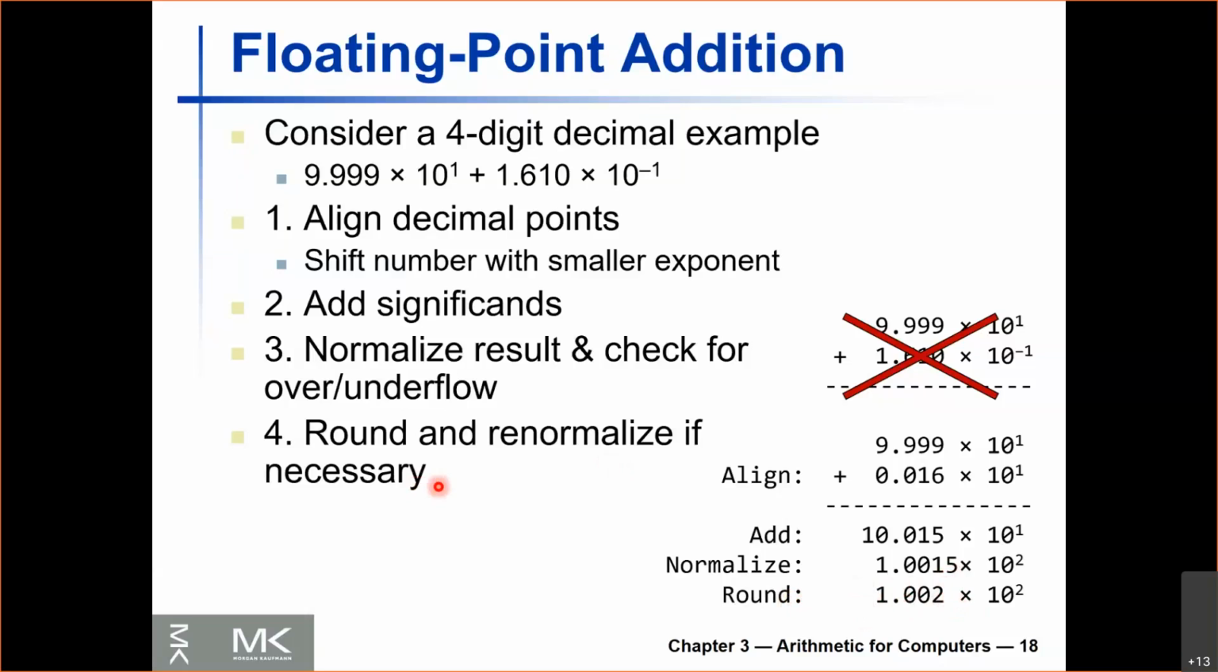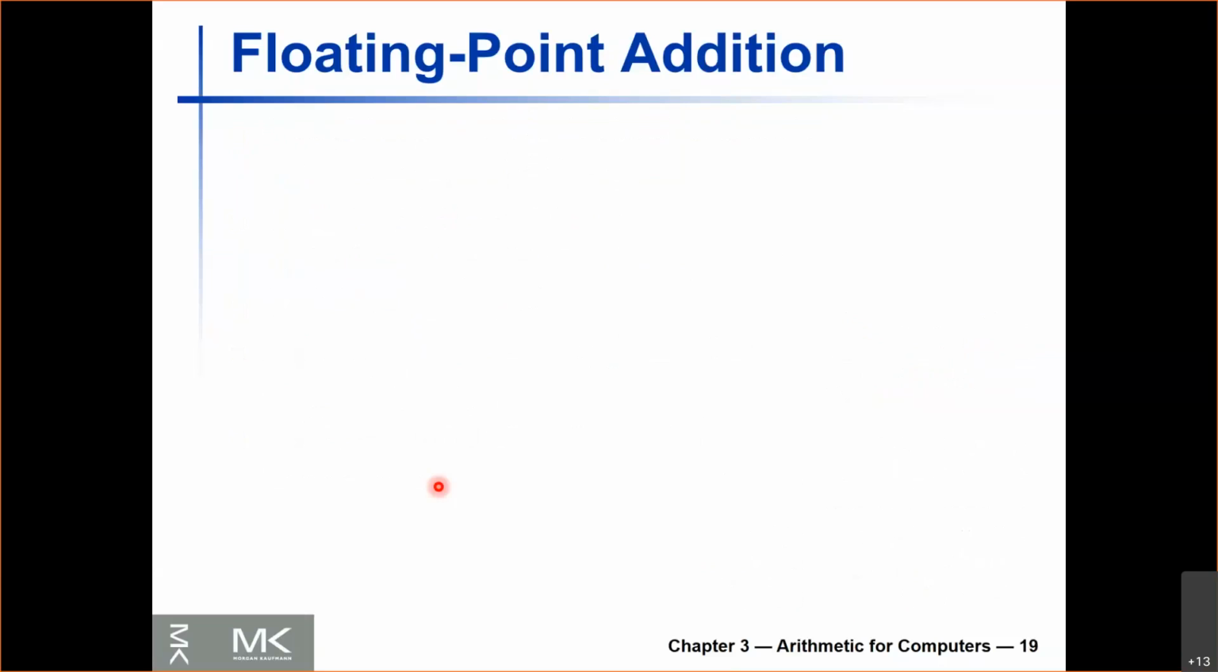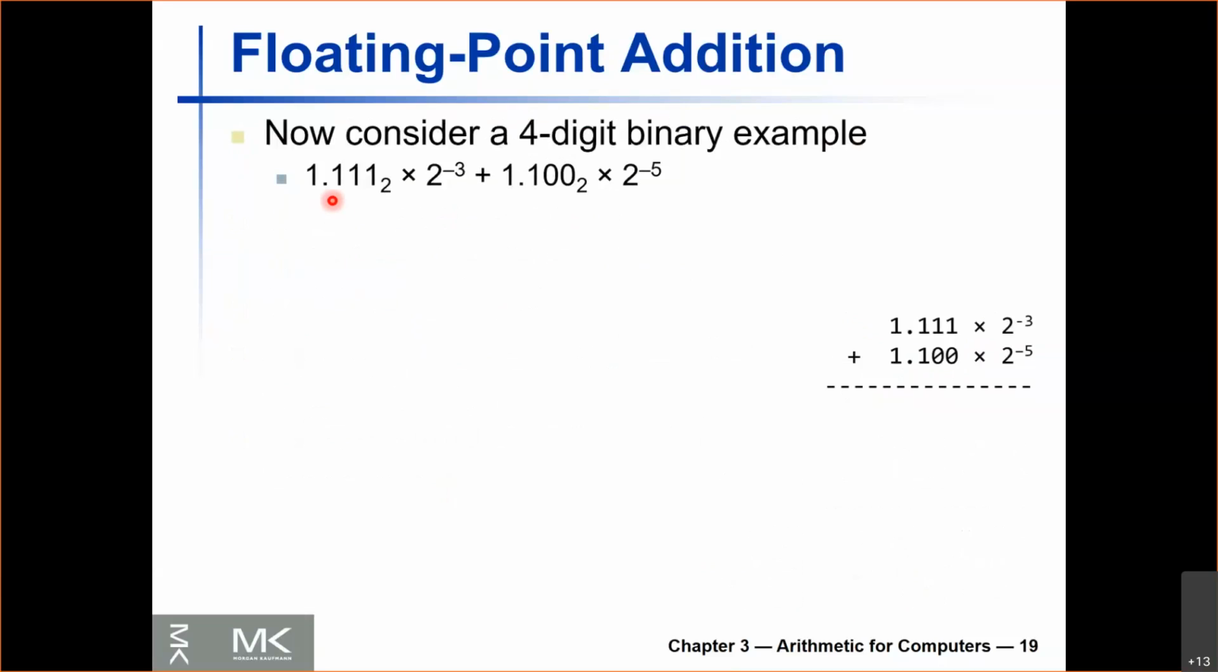Okay. So this is how we add decimal real numbers. Let's take a look at how we can do the same thing with binary real numbers represented in floating point. So let's say I had this example over here. I have 1.111 times 2 to the power negative 3 plus 1.100 times 2 to the power negative 5. You can think on your own about how you represent these as floating point numbers.